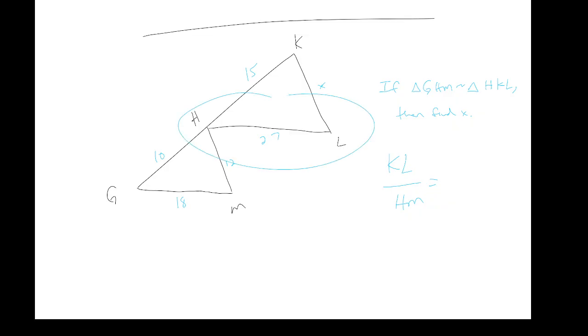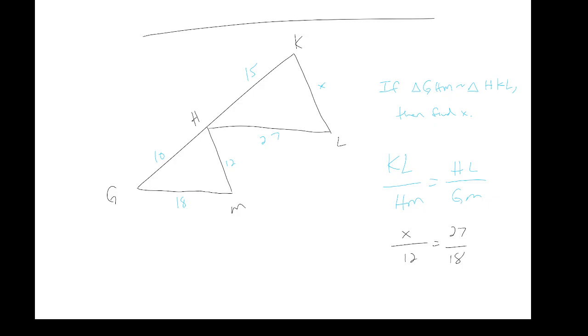So let's just use this one, HL, right? That's first and third. That's 27. To GM, right? That's the other first and third. And that's going to be 18. But let me go ahead and make sure I set up the similarity statement first, or this proportion. Now we're going to input the values that are here, right? KL is X. HM is 12. Right? HL is 27. And GM is 18.